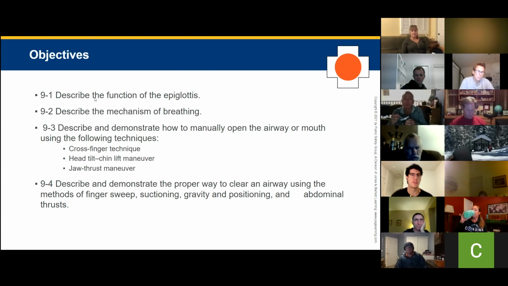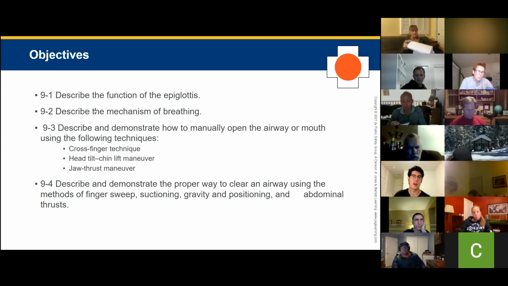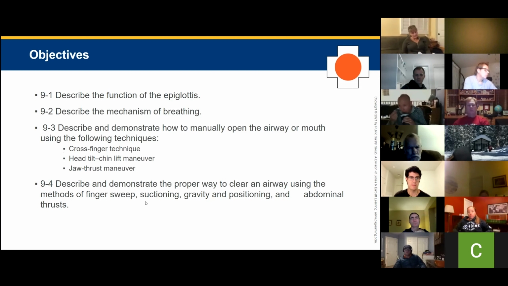These are the chapter's objectives in more detail. We'll talk about the epiglottis, which is part of the airway anatomy. We'll describe the mechanism of breathing, like the muscles and bones involved. We'll demonstrate how to open an airway. So this is important stuff that we'll actually be using in the field. These are the actual ways that you'll deal with someone's airway. We're going to demonstrate ways to clear airways. That's going to be like suctioning or using tools to remove things from the airway.